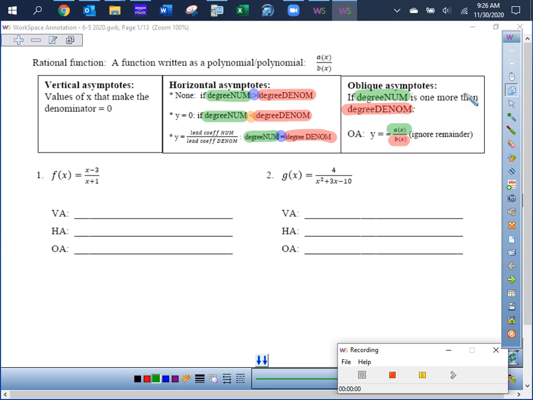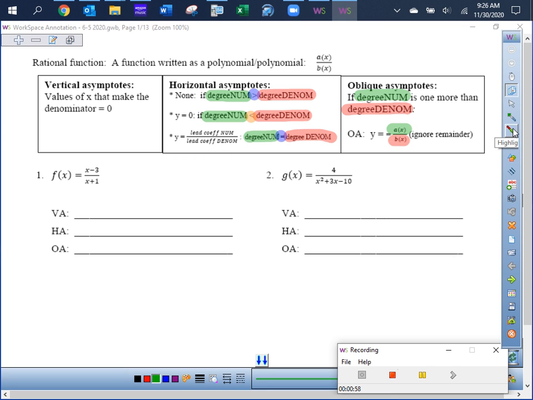When we take the final exam in a few days, this chart will not be provided for you. But on this unit test that we are about to take, the chart will be there. Does that make sense? All right. So it tells you how to find vertical asymptotes, how to find horizontal asymptotes, and how to find oblique asymptotes.